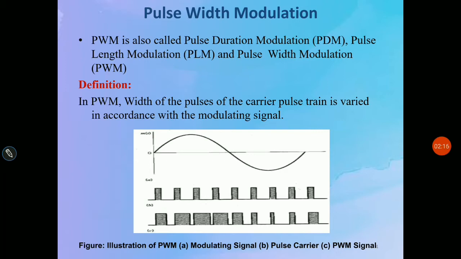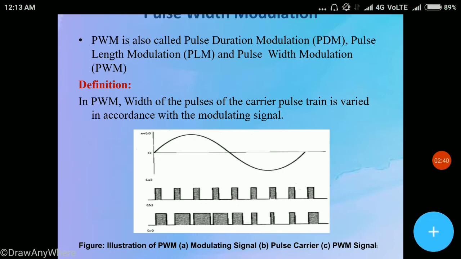The definition is that in PWM, the width of the pulses of the carrier pulse train is varied in accordance with the modulating signal. That is, the width of the pulses of the carrier is varied according to the instantaneous value of the modulating signal.